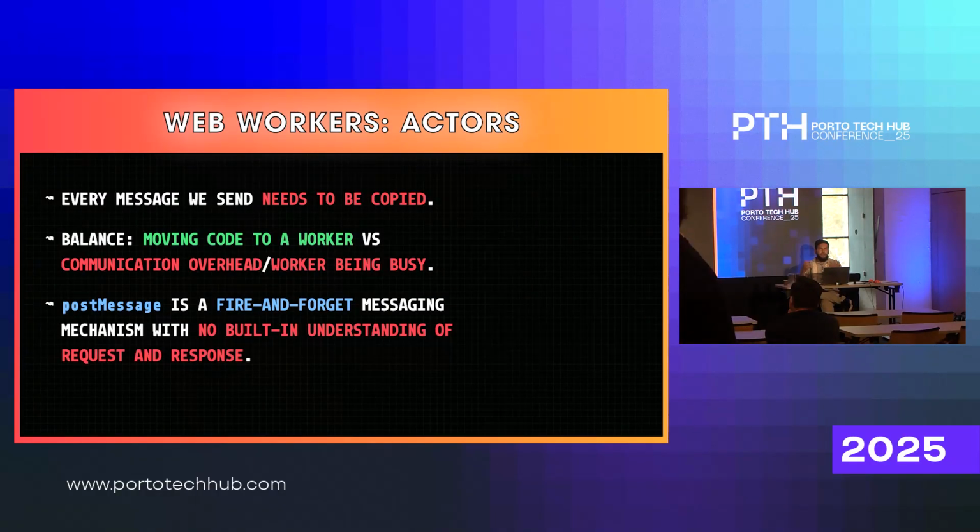However, you have a few drawbacks here. The first thing is that every message you send needs to be copied, because again, you're copying objects, serializing them, sending them over. And also, you need to balance: you are moving code to a worker because you're processing something heavy over there and you don't want to have the main thread busy. But at the same time, you may have the communication overhead of copying and serializing what you're moving to the worker, or also the fact that you may have to handle what happens when that web worker is already busy.